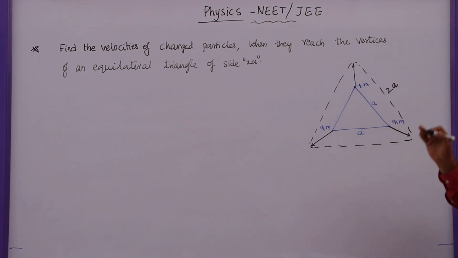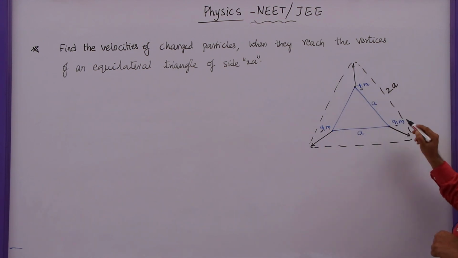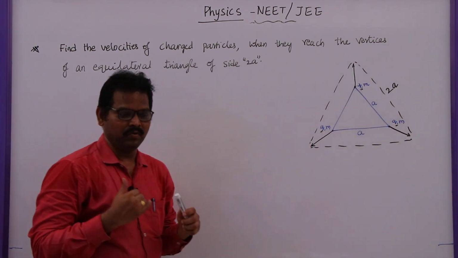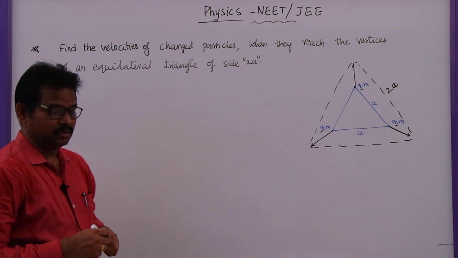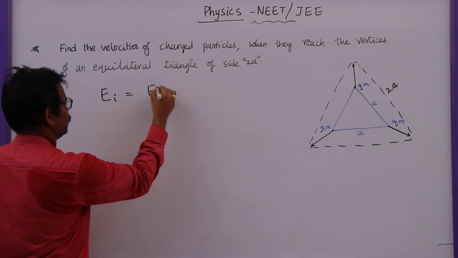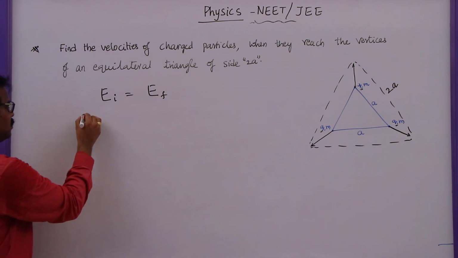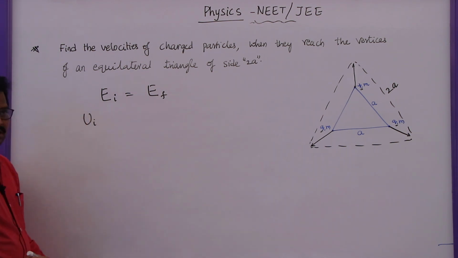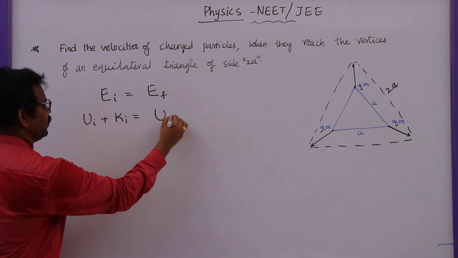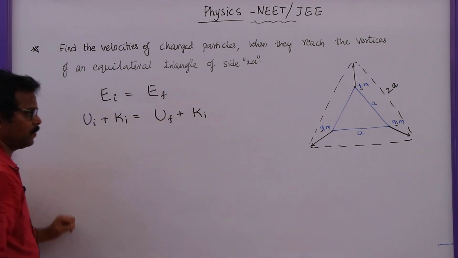Then what is the velocity of each charged particle? Here all charged particles have an equal amount of charge, and the mass of each particle is also m. In this case also we will use the law of conservation of energy. The total initial energy equals the total final energy. That is, initial electrostatic potential energy plus initial kinetic energy is equal to final potential energy of the system of particles plus final kinetic energy.